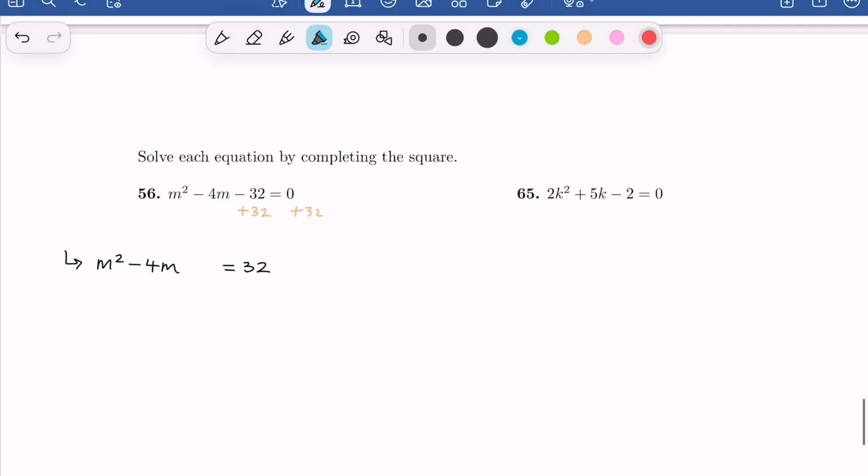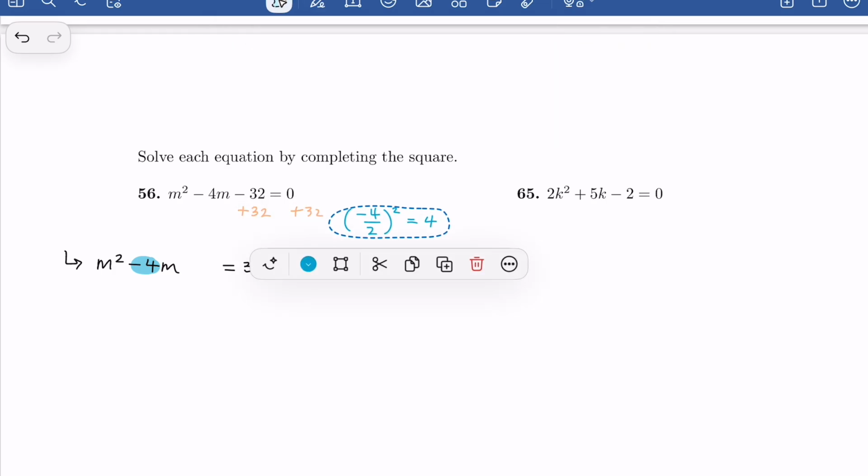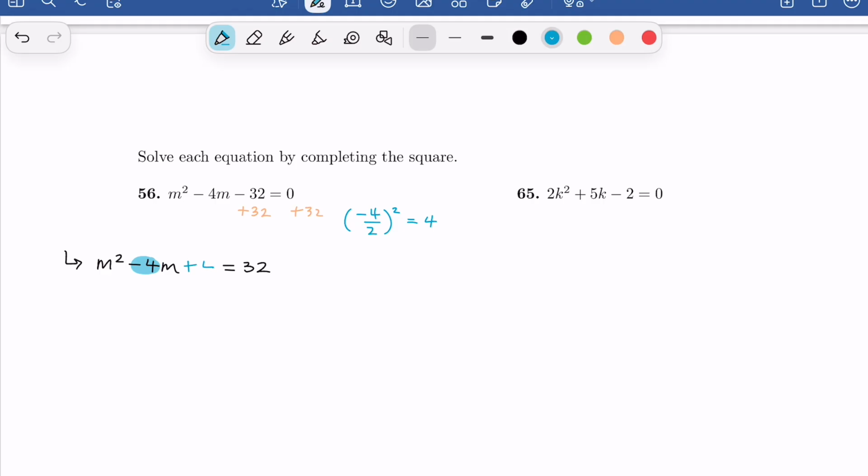So this first coefficient here, or first degree coefficient, is going to be this negative 4. So we need to take half of negative 4 and square it. This value is going to give us negative 2 squared, which gives us 4. So this is the value that we're going to add on both sides of our equation. So I'm going to add 4 here and add 4 here.